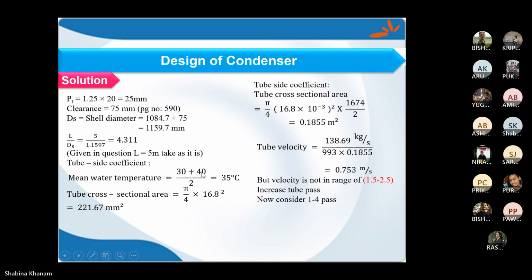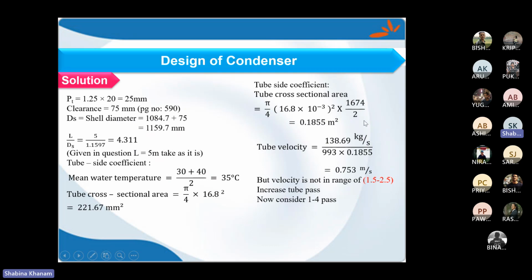So considering this, we will proceed further for tube side and shell side heat transfer coefficient. And the tube side heat transfer coefficient procedure is the same. You need to consider the area per pass, then the velocity, and that velocity you need to check with the given limits. Okay, so the mean temperature difference over here for water is 35 degree. Tube cross section area you can consider like 221.67 mm square, and this is the sectional area.